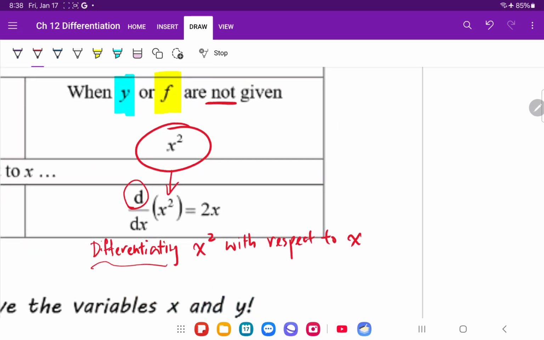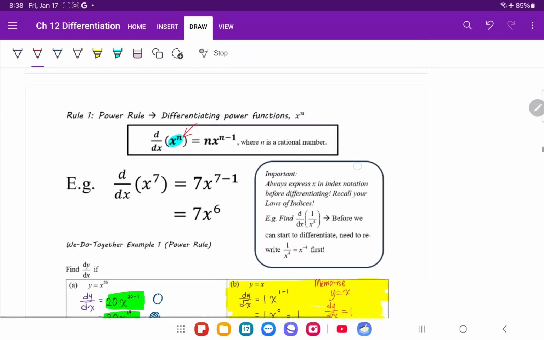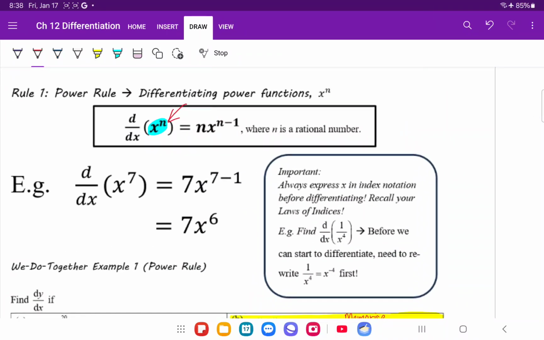Okay, so let's see again. Differentiating is this symbol. X squared is this one. With respect to x refers to this symbol at the bottom. So we read it as differentiating x squared with respect to x. And the result is 2x using the power rule. We have gone through the power rule already. We have actually finished it.